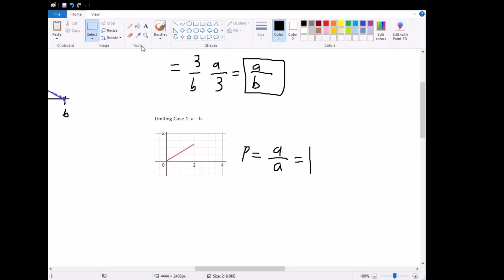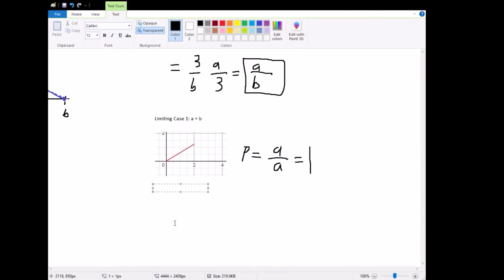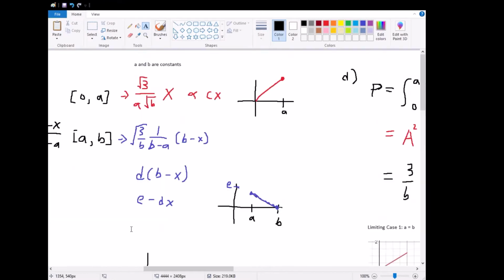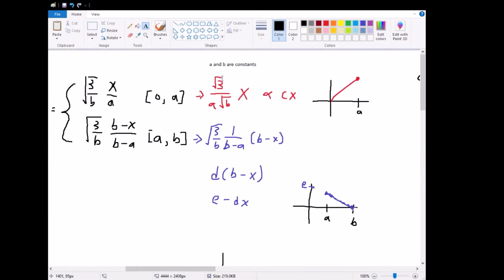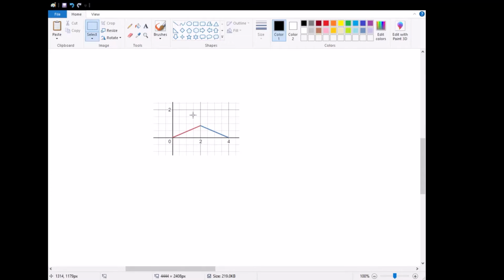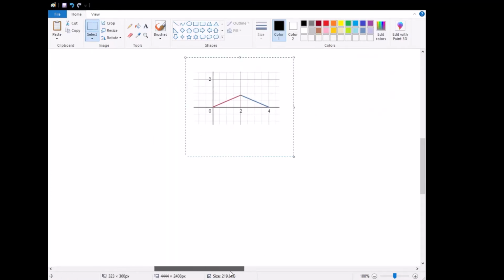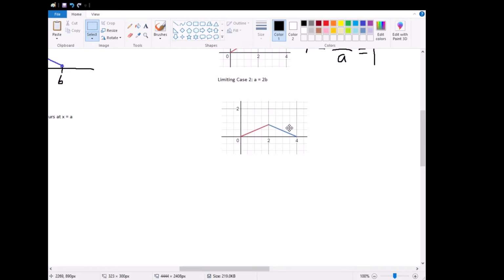Now, let's do the same thing and define limiting case 2. A equals 2B. And same thing, if we take our two equations, square root of 3 over A square root of B times X, and square root of 3 over B times 1 over B minus A times B minus X, and we plug B equals 2A into this, what we will get is an isosceles triangle, where the two sides, the upward sloping side and the downward sloping side, are exactly equal to each other.